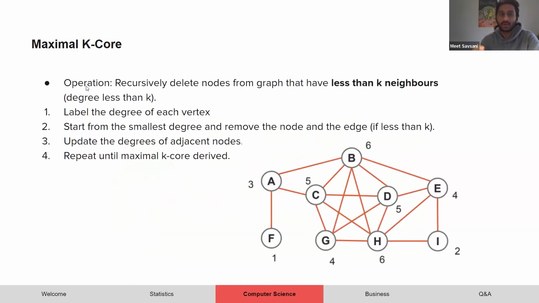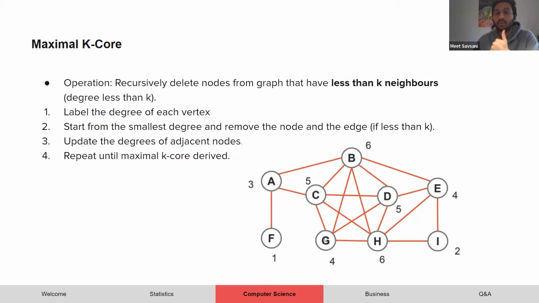Now, how do you determine a maximal k-core? There are 4 steps involved, and it's very easy and straightforward. First of all, you determine the degree of each vertex or node. Then, for example, if you want to find the maximal 2-core, you have annotated the degrees of all the nodes, and you want to find the maximal 2-core.